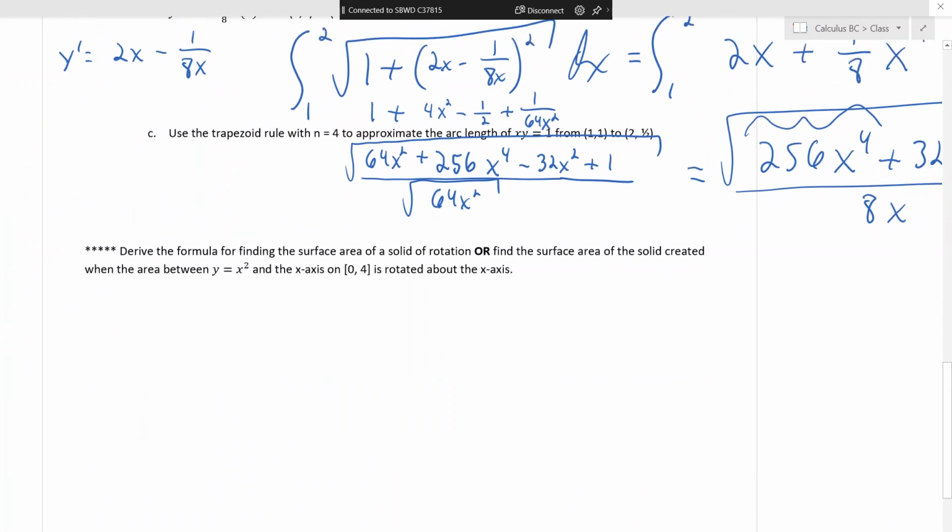Oh, derive the area formula for surface area. Did you guys do that? You're like little walking textbooks, like calculus machines.